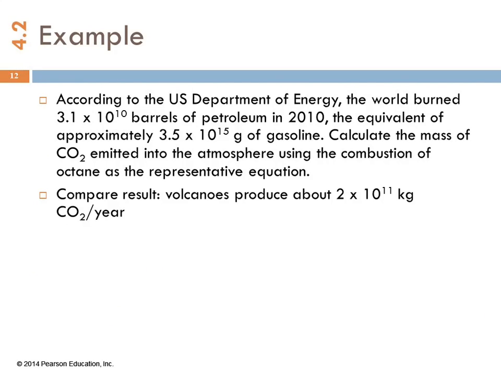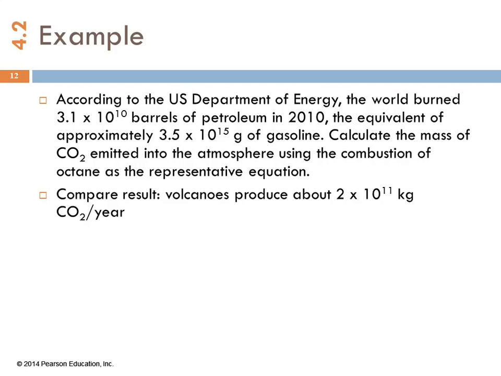So the U.S. Department of Energy says that the world burned approximately 3.1 times 10 to the 10th barrels of petroleum in 2010, which would be equivalent to 3.5 times 10 to the 15 grams of gasoline. So calculate the mass of carbon dioxide emitted into the atmosphere using the combustion of octane as the representative equation.